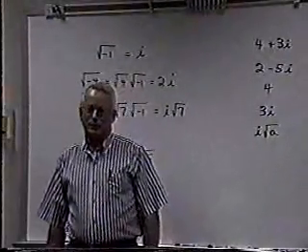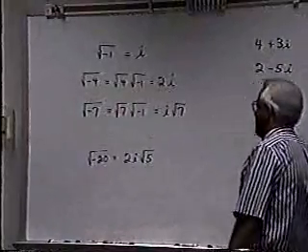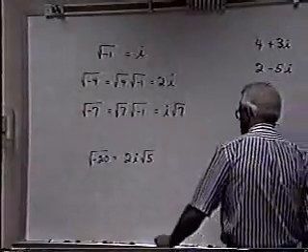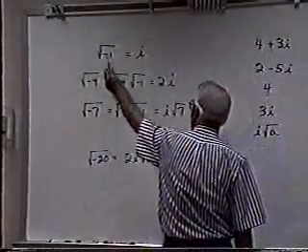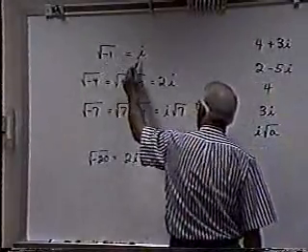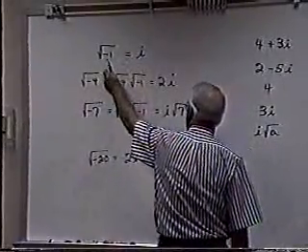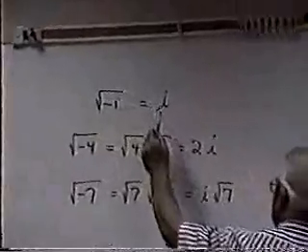This tape is on complex numbers. All right, by definition, that's all we're going to say about it, is we're going to define the square root of a minus 1 as the letter I. By definition, the square root of a minus 1 is I.